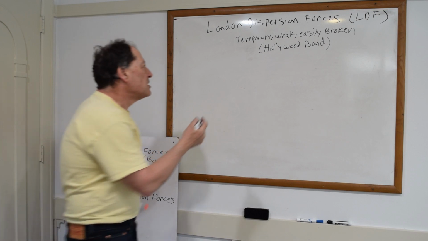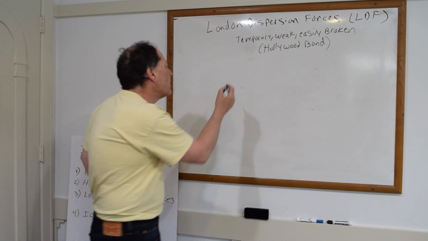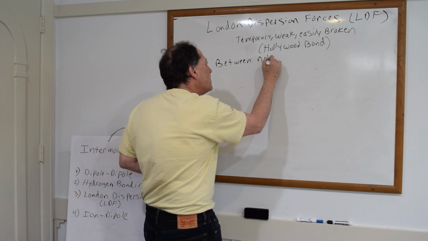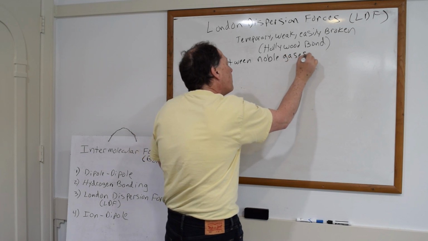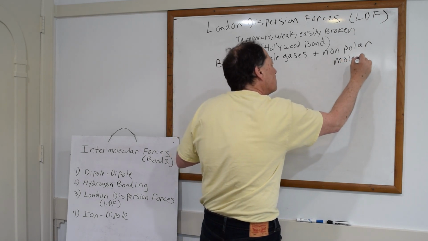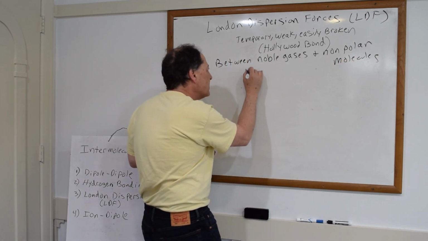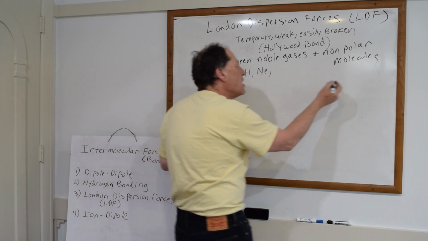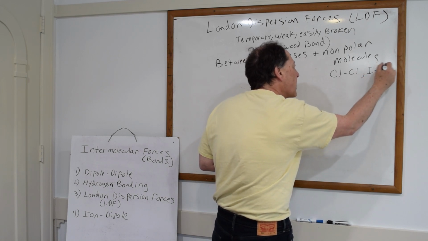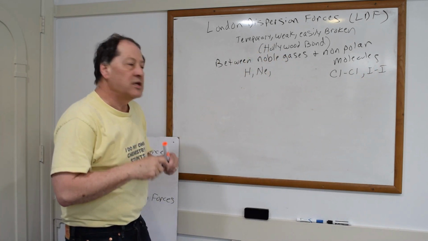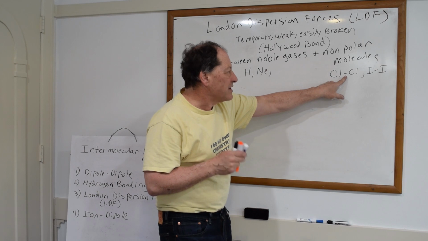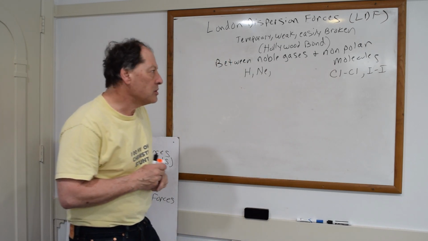So these kinds of bonds are intermolecular as well, and they're going to be between noble gas atoms and nonpolar molecules. So a noble gas would be like helium, neon, etc. Nonpolar molecules would be like a chlorine attached to a chlorine, or an iodine attached to an iodine. So those are nonpolar because neither one of those atoms wants that pair of electrons any more than the other, and so they're shared perfectly evenly. That results in a nonpolar molecule.